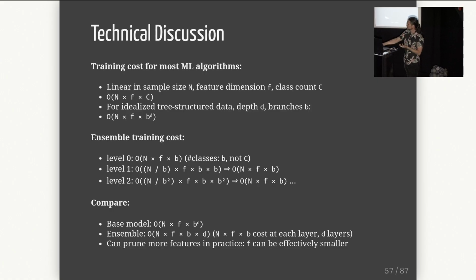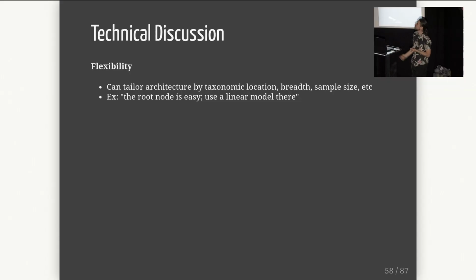So this can be a big boon for representational efficiency. If training cost is a problem, then this could significantly lower that. It's also flexible, so you could have a sort of router at each node that picks a classifier architecture depending on the nature of the data under that node.